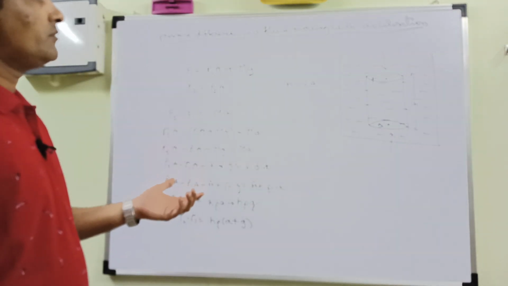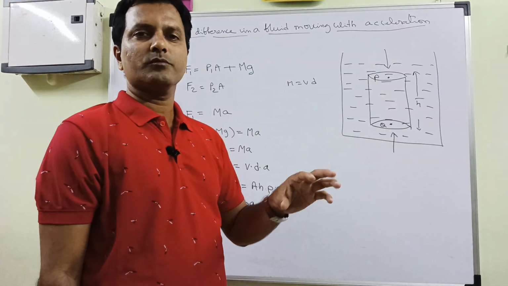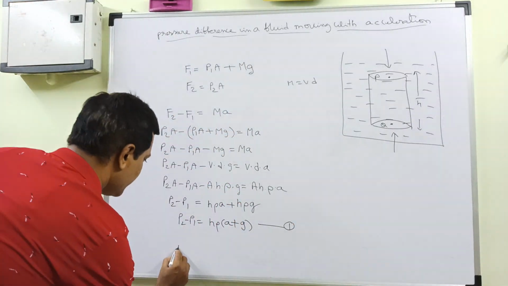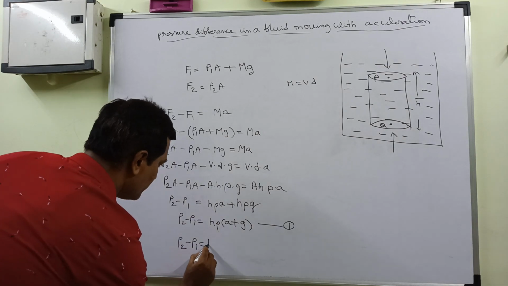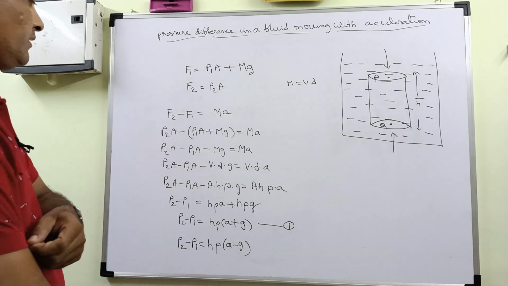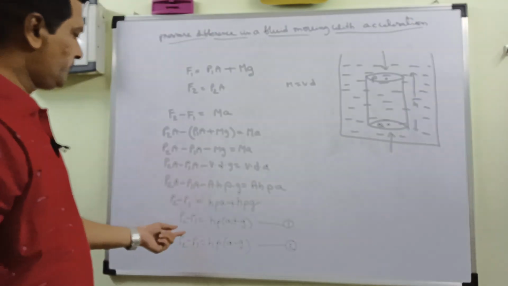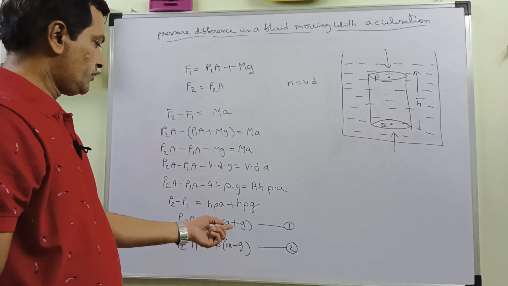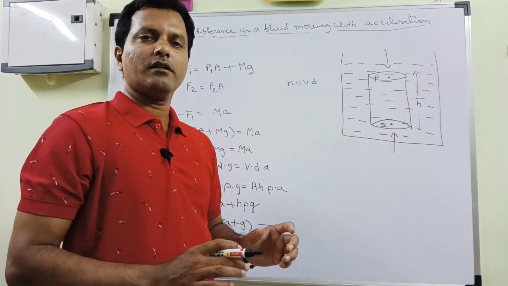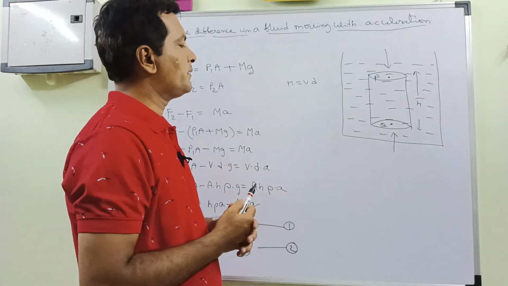Similarly, we can derive the result when the fluid is moving downwards. That equation will look like P2 minus P1 is equal to h rho into a minus g, right? So in the two cases, we have seen that the pressure difference will be h rho into a plus g, and h rho into a minus g. This is how we should calculate the pressure difference while the fluid is moving in the vertical direction.